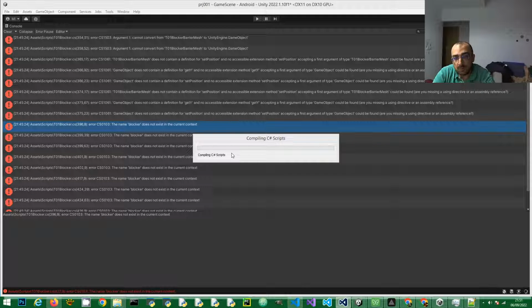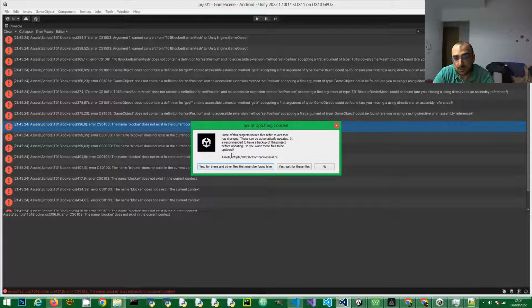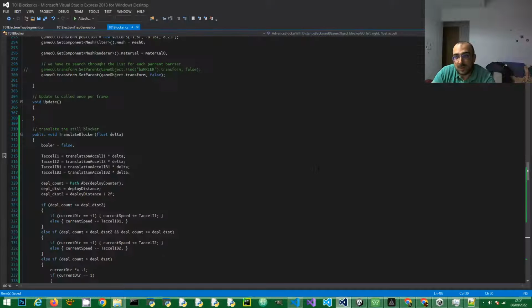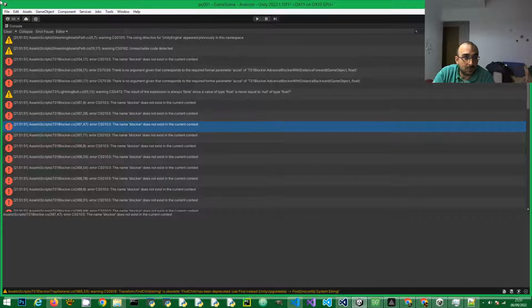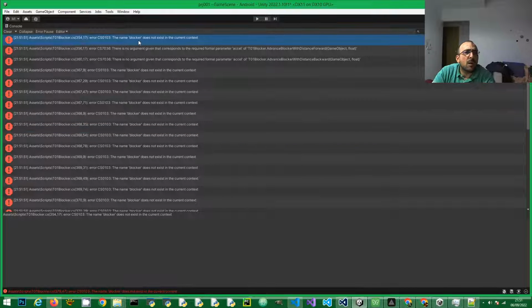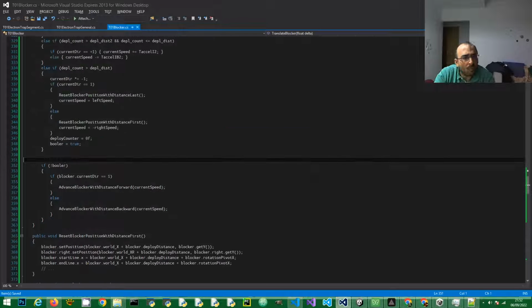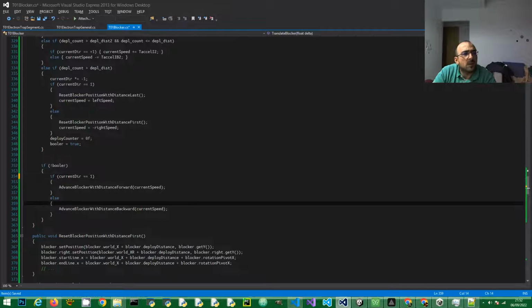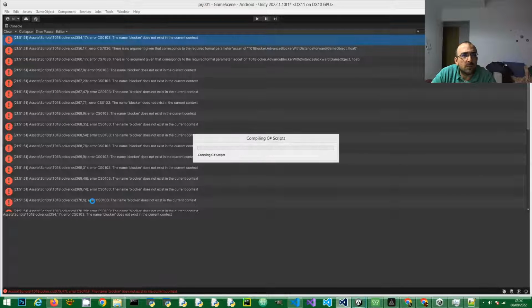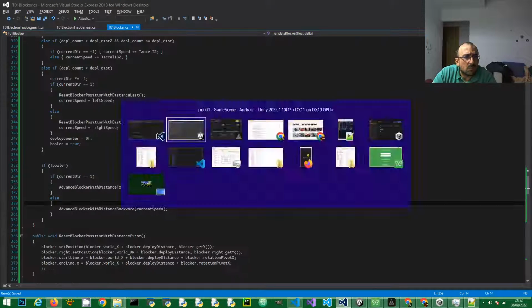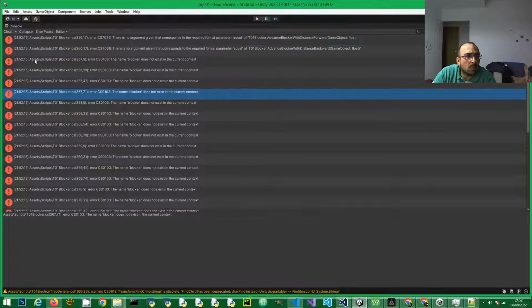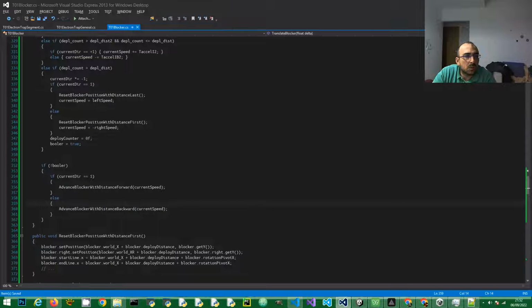Mr. Unity right here. Compiling C# scripts. Good. From 18 to 31. Good. Okay. The name block attention. Good. It makes sense. Next one. 367. 367. Ah, good.